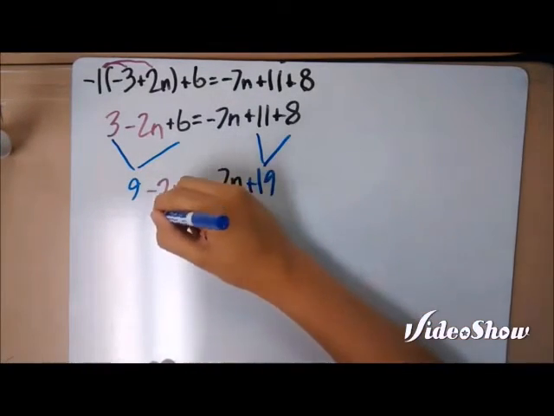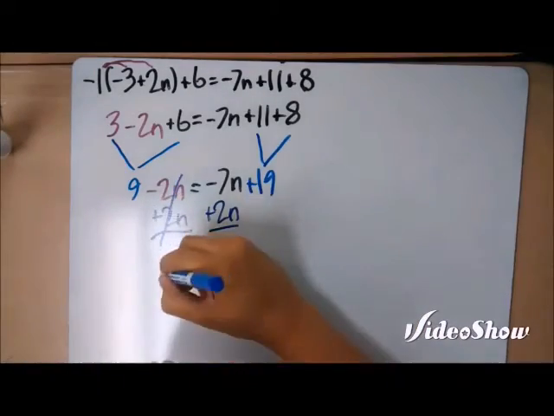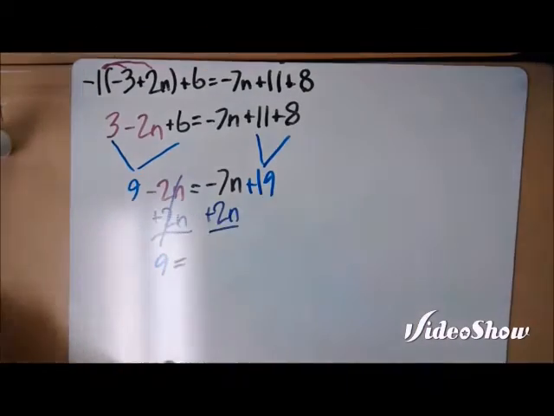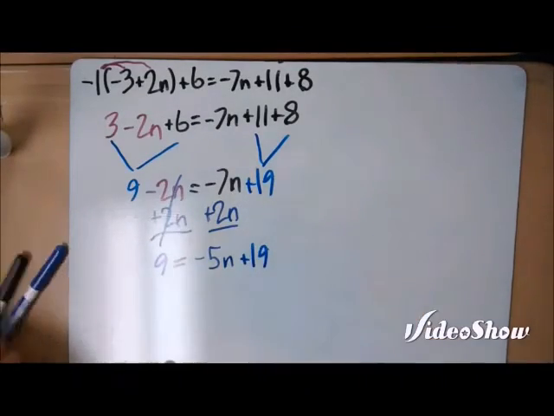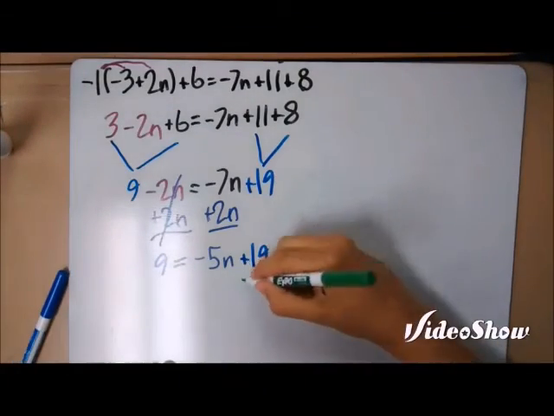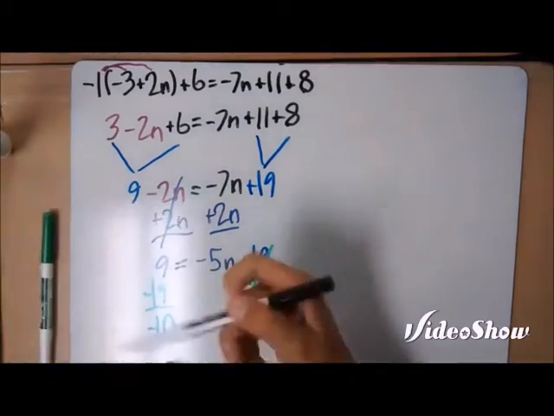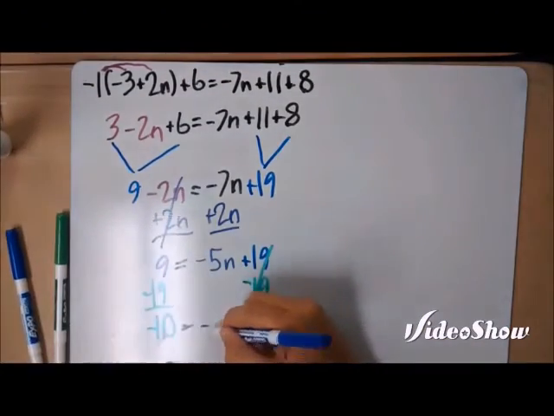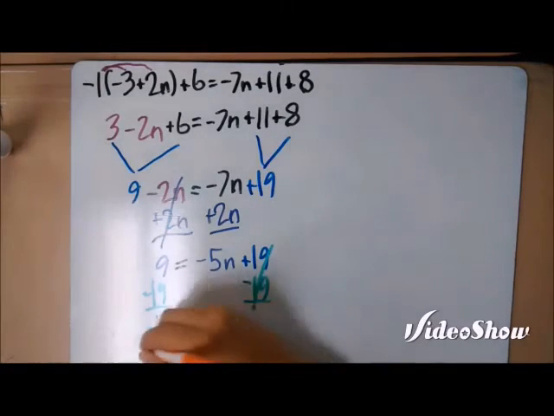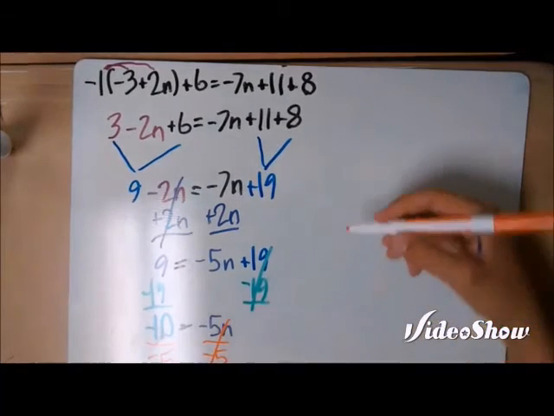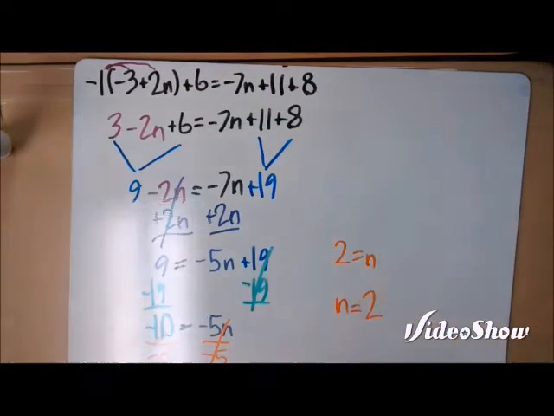Then we add 2n to both sides to cancel out the negative 2n, which leaves us with 9 equals negative 5n plus 19. We then use the inverse operation of addition to subtract 19 from both sides. The 19s cancel out. This leaves us with negative 10 equals negative 5n. We then divide both sides by negative 5 to isolate the n and cancel out the negative 5, which leaves us with 2 equals n, or by the reflexive property, n equals 2.